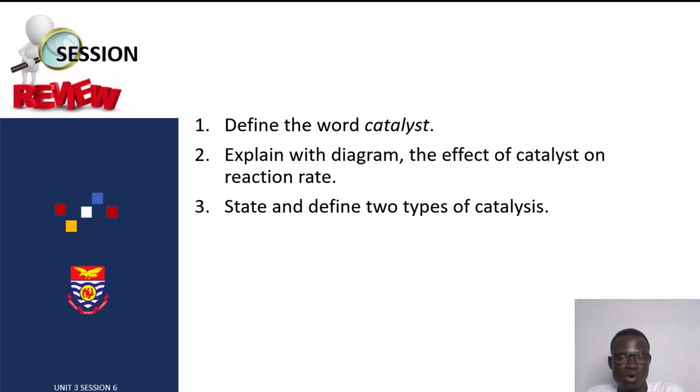So we look at the uncatalyzed and then catalyzed. Then we look at effective collisions with uncatalyzed, effective collisions with catalyzed. Then you should be able to state and define 2 types of catalysis, which are homogeneous and then heterogeneous catalysis.